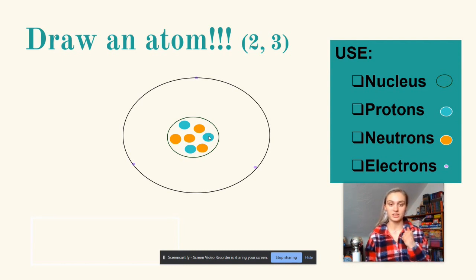So that's something I could ask you on the test. I could give you a model and say, count the number of protons. Or I probably wouldn't say that. I would just say, what element is this and how do you know? And you would say, this is lithium because I can count the number of protons and I know that's equal to the atomic number. Okay, let's move on.